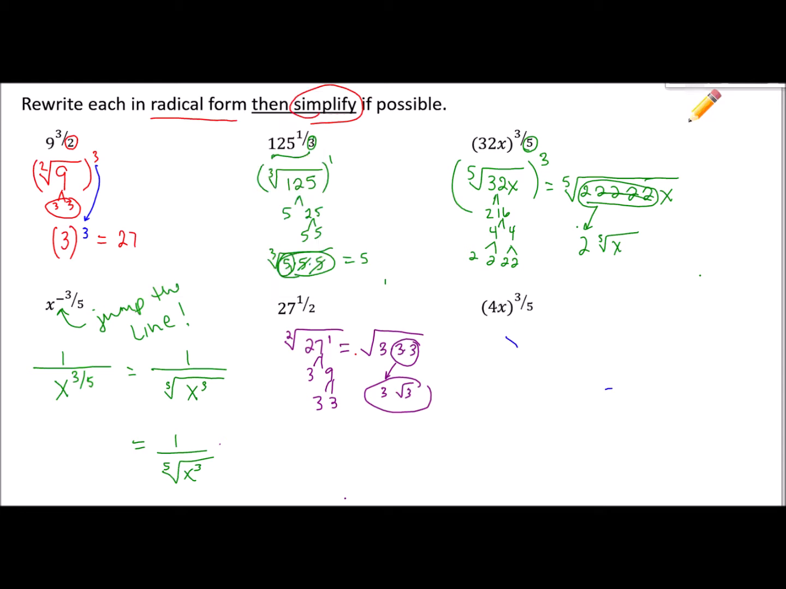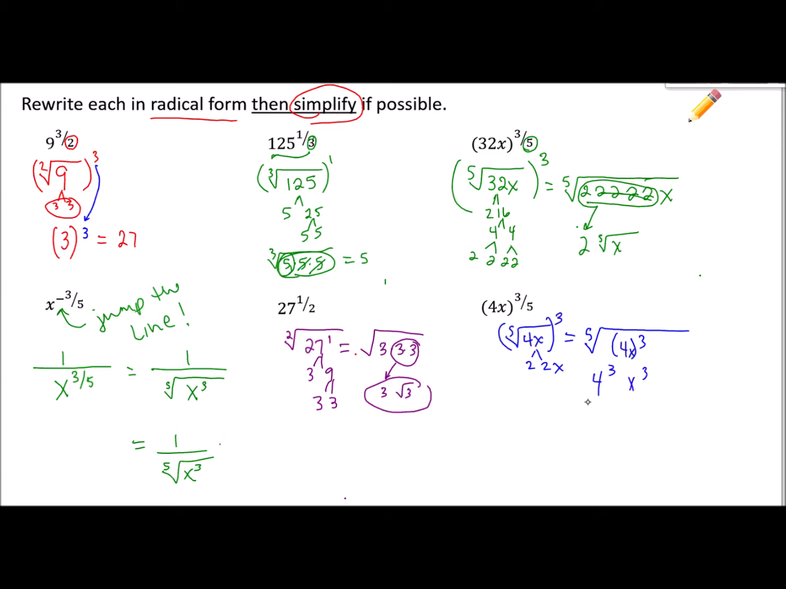4x, so radical 4x, 5, and then to the 3rd power. So breaking apart this guy, there are no homies, right? But if you rewrite it as 4x to the 3rd, then you can apply some of the properties. That's the same thing as 4 to the 3rd, x to the 3rd.